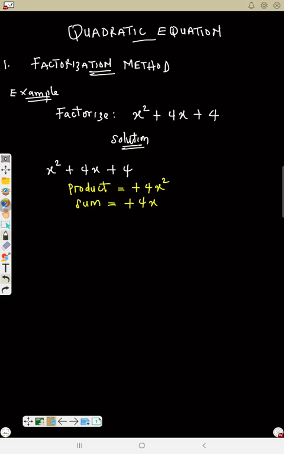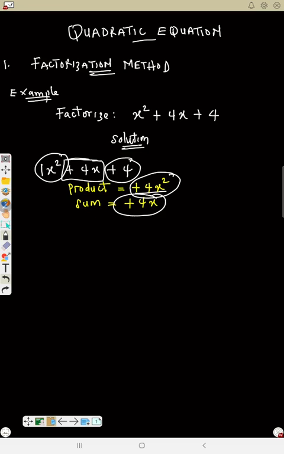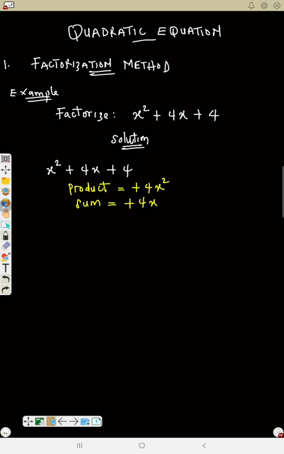Now in this question we have s squared plus 4s plus 4. That means the first term here times the last term here, that will be our product. That is 1s squared times plus 4, that is plus 4s squared. Now the middle number is the sum, plus 4s. So that's the first thing you need to know if you want to solve a question using the factorization method.